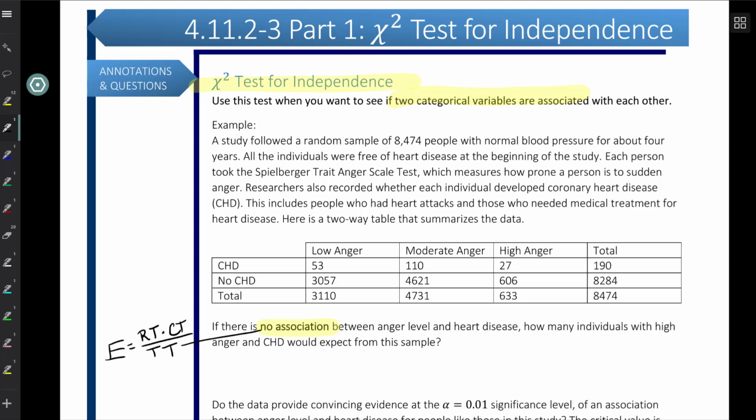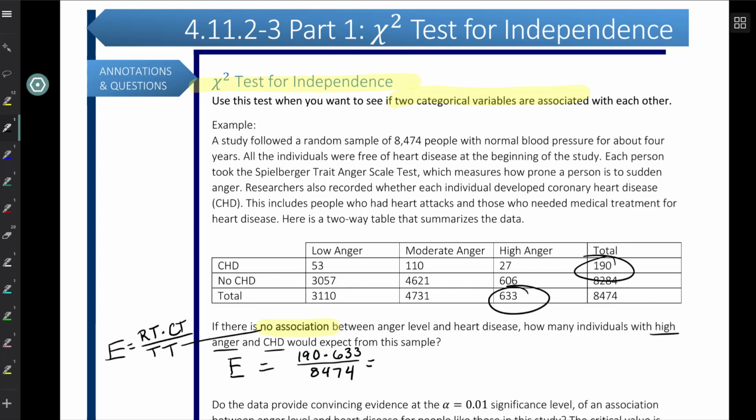Okay, I just use this as an abbreviation. So when we go through and we look at this, let's go ahead and plug in and find out what is our row total for each one of these. Well, we're looking at the incidence of somebody having high anger and chronic heart disease. There are 633 people with high anger and 190 people with chronic heart disease. So our row total is 190. Our column total in question is 633. And then we divide that by our table total, which is 8,474.